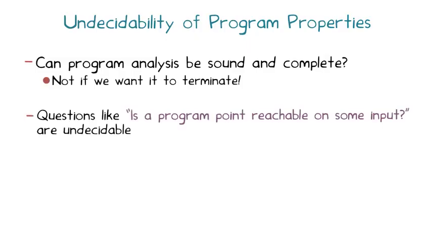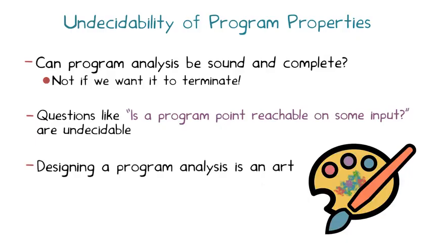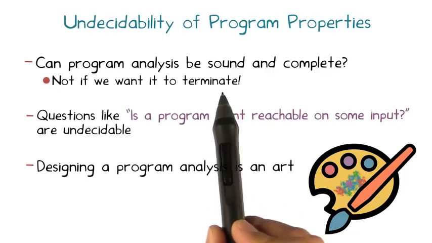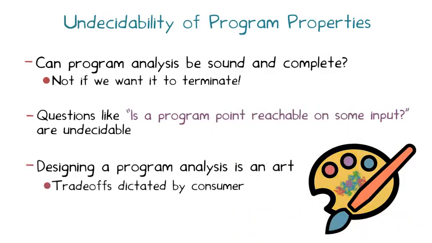Even seemingly simple program properties for realistic programming languages like C and Java are undecidable. An example such property is whether a given program point is reachable on some input to that program. You can find a link to recommended reading on the topic of undecidability in the instructor notes. Designing a program analysis is thus an art that involves striking a suitable trade-off between termination, soundness, and completeness. This trade-off is typically dictated by the consumer of the program analysis. Let's look at the primary consumers of program analysis next.